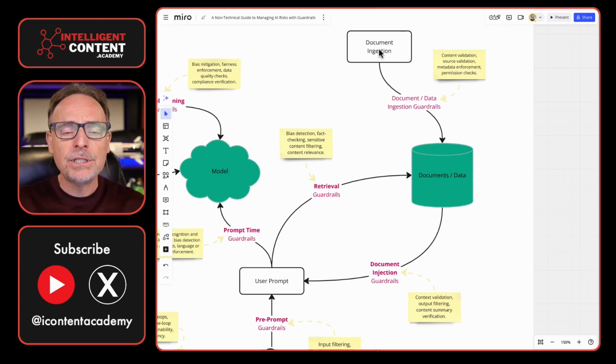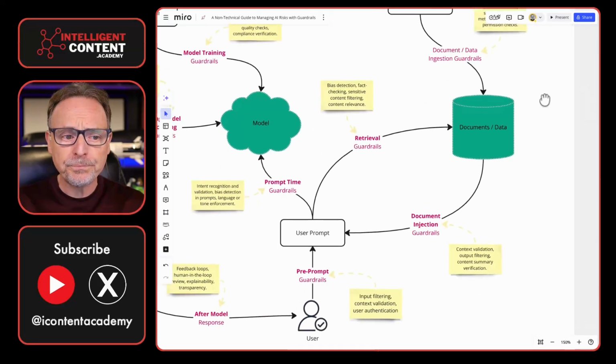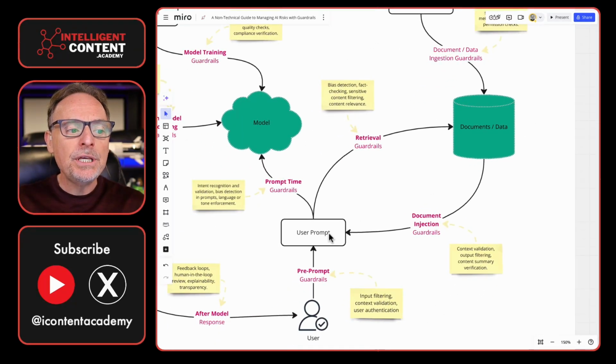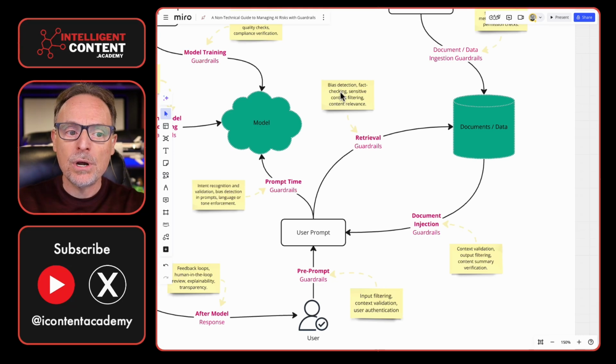So when you have the document ingestion into the system, you can put some guardrails there for content validation, source validation, metadata enforcement, permission checks, etc. When the user prompts and it goes to retrieve the information, again, we can do some detection there with guardrails. And when it comes back with the documents, again, we can have some guardrails there to detect and stop, block, allow, mask information out, redact information if required, things like that.